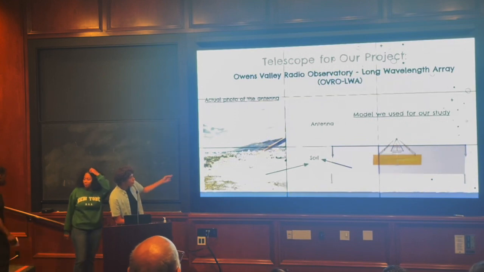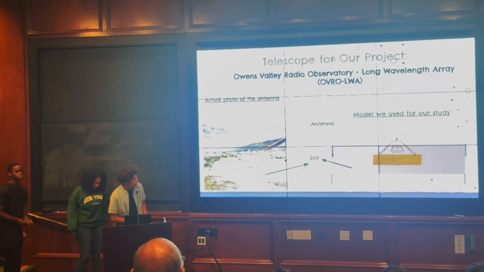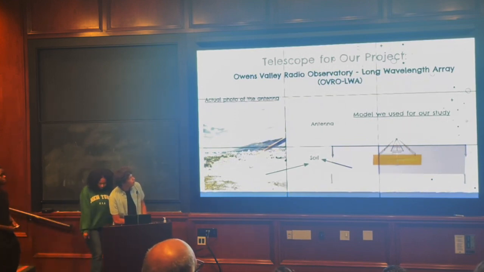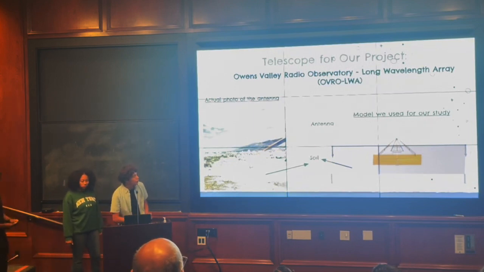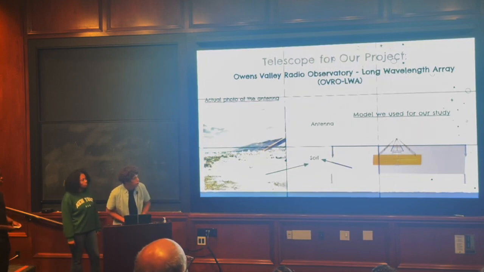The image on the left are the radio antennas that we are modeling. They are up in Owens Valley, and they are called the Long Wavelength Array. And on the right is the model that we were playing around with. We were changing the purple part, which is the soil.